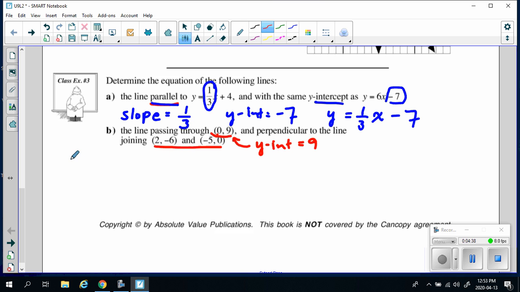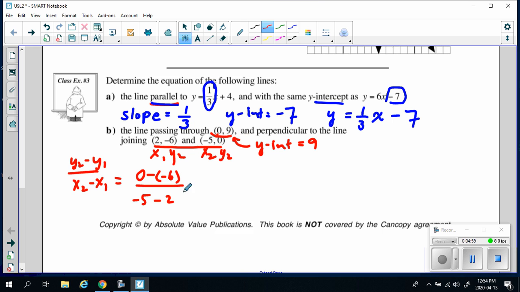So we're going to do y2 minus y1 over x2 minus x1. And I'm going to make sure that I label these so that I don't accidentally do something wrong and switch my coordinates. So y2 is 0, minus y1, -6, and x2 is -5.